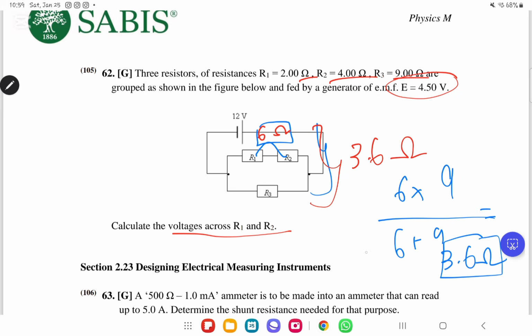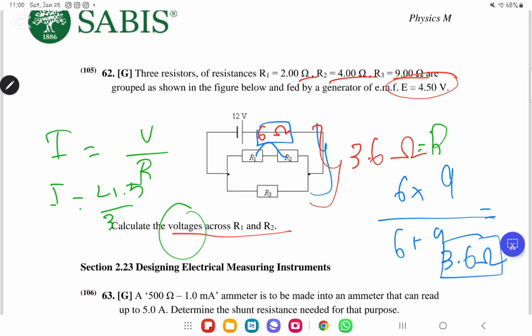Okay, so now they need the voltages across R1 and R2. What we can do is find the current. We have resistance, we have voltage, so we can find the current. I is equal to V over R. I is equal to 4.5 over 3.6, which is 1.25.